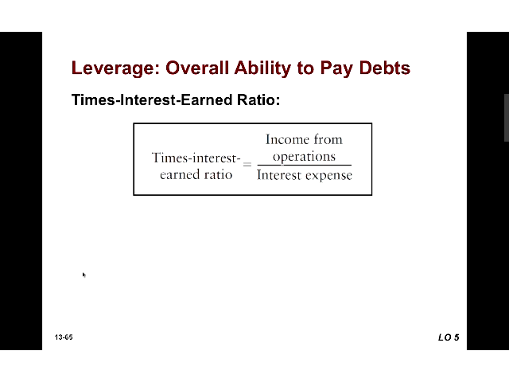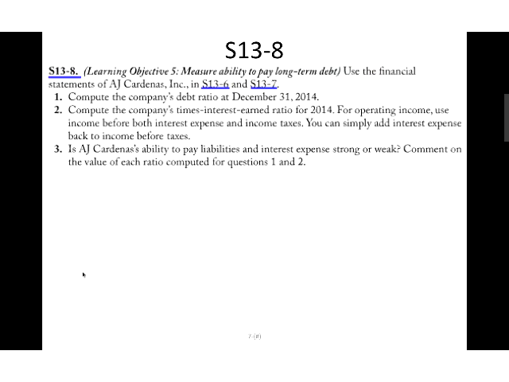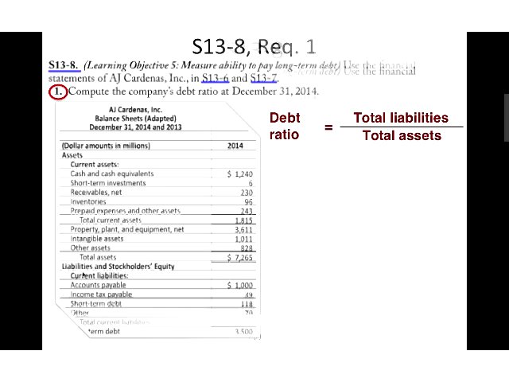Okay, we're going to do homework problem 13.8 right now, short exercise 13.8. So we're using the financial statements that we started with. We have a balance sheet and income statements, and we're told to compute the company's debt ratio and the times interest earned ratio. What I've got on the screen is the company's balance sheet, and the debt ratio is total liabilities divided by total assets.